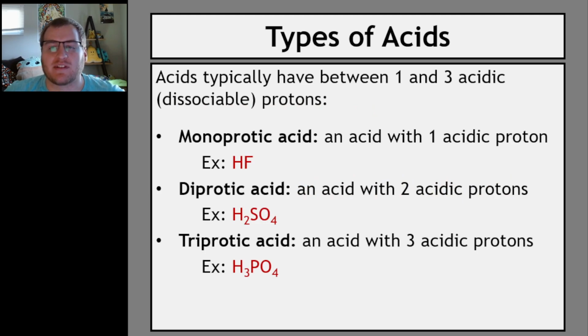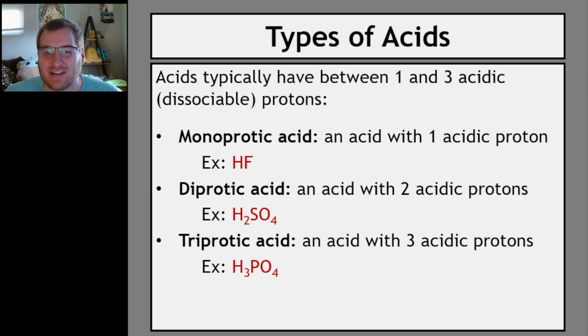A couple more definitions here: types of acids. All acids will have between 1 and 3 protons. It says these are acidic, dissociable protons. Basically, how many protons does something have to lose? Almost all the time we'll be dealing with monoprotic acids, which just have 1 proton, just 1 H. Something like hydrofluoric acid here, HF.